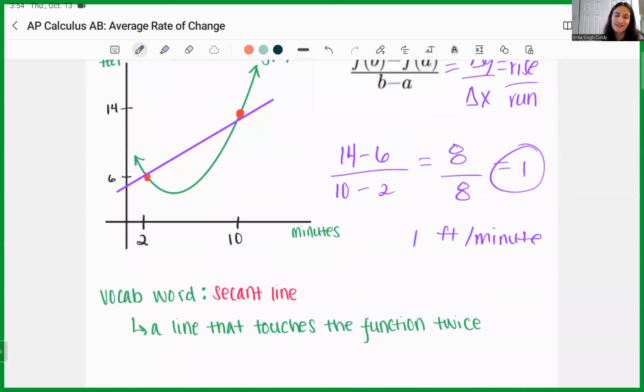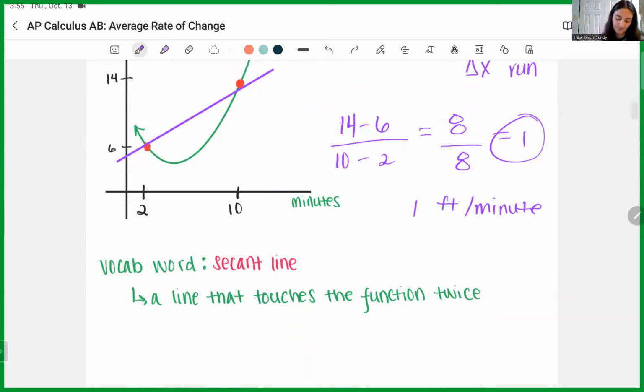And then one vocab word that I want to mention that might come up in AP Calc is the word secant line. So a secant line is this purple line right here, and all it is, is a line that touches the function in two spots. So you can see this purple secant line goes through this point and it goes through this point. It touches the function in two spots, so it's a secant line. Just keep that word in mind, it's good to memorize because it might come up in AP Calc.